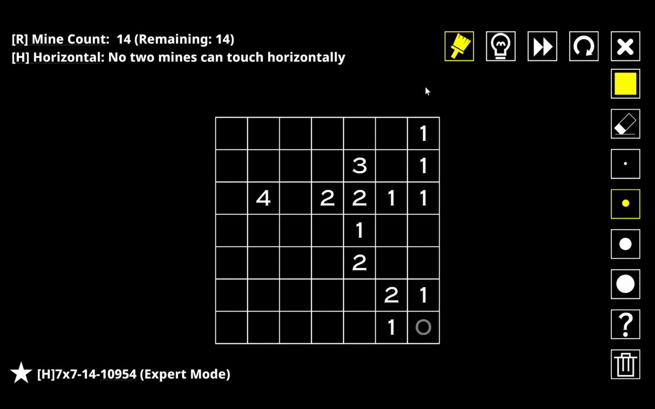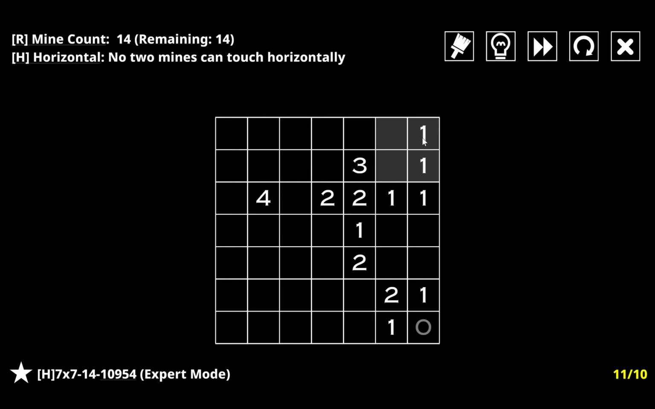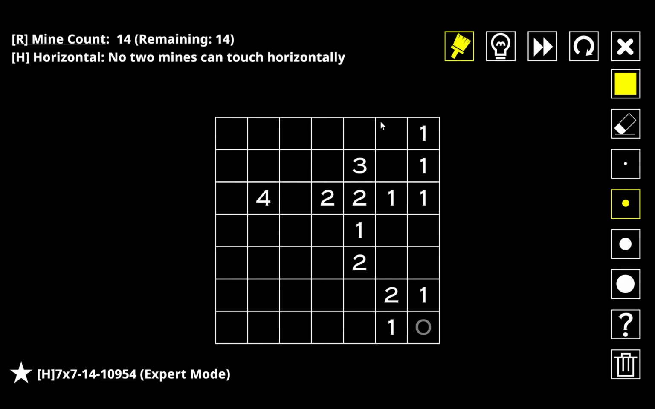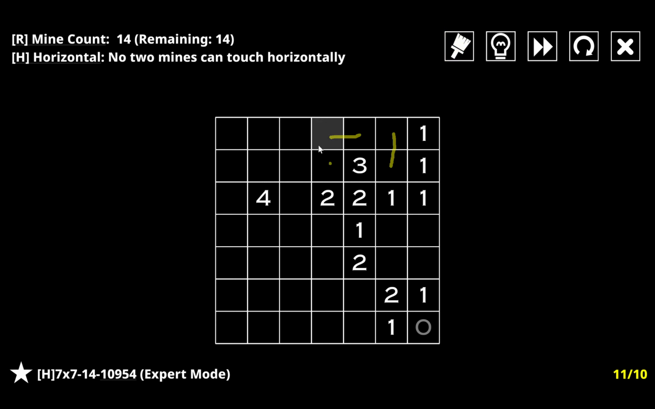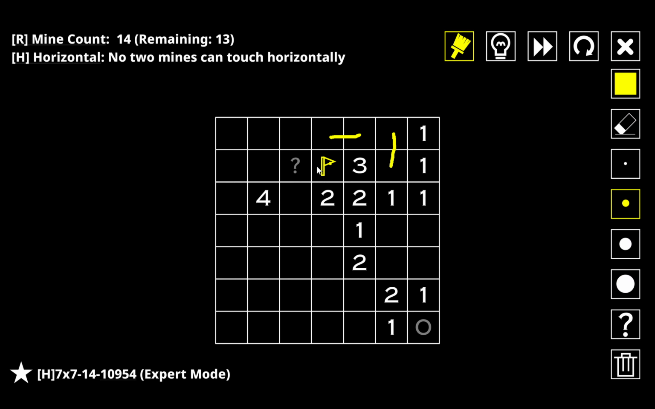Now the next thing to consider will be what to do about this 3. We know there's going to be one mine there. We also know there's at most one mine there. Then that tells us there's a mine here, and that both these regions have just one mine. Let's put a mine there, get rid of its horizontal neighbor, and alright.